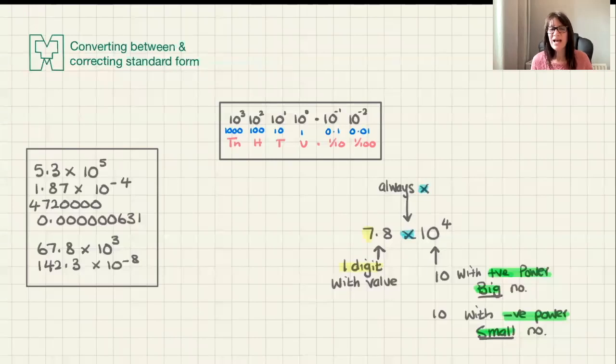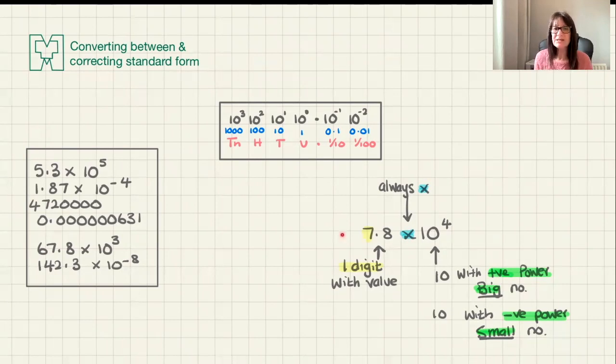Hi, welcome to this quick how to help video on standard form. In this video, we are going to look at changing between standard form and ordinary numbers and standard form. So switching between the two. We're also going to be looking at correcting standard form.